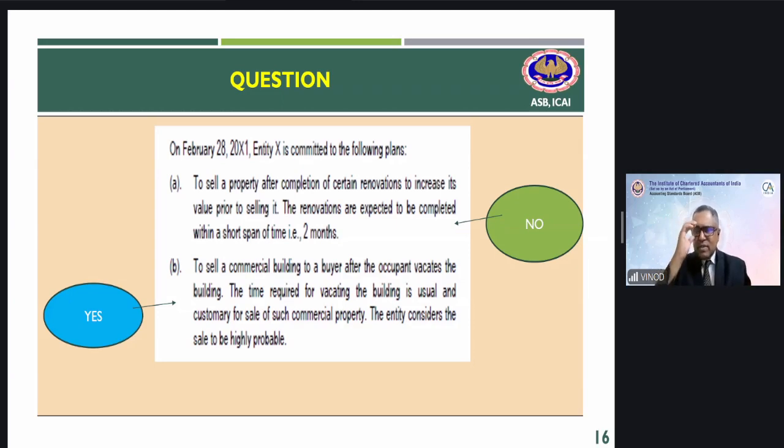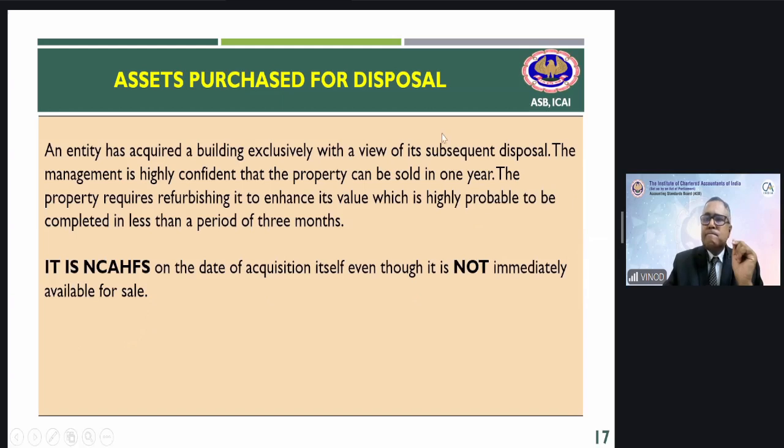So in real life, as an auditor or as a CFO, you might need to really look at the circumstances to decide, are you really falling under held for sale or are you breaking that condition? It's not a very straightjacket answer of yes and no. We have to look at all the conditions and form an opinion. Then you have these conditions of assets purchased for disposal.